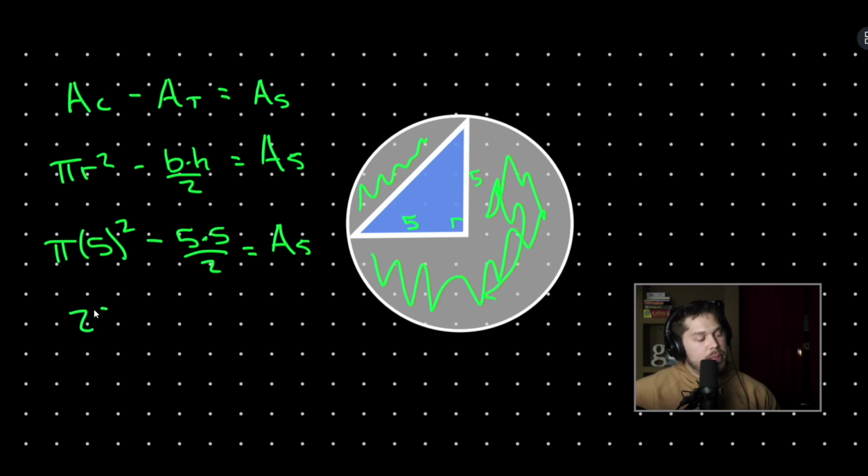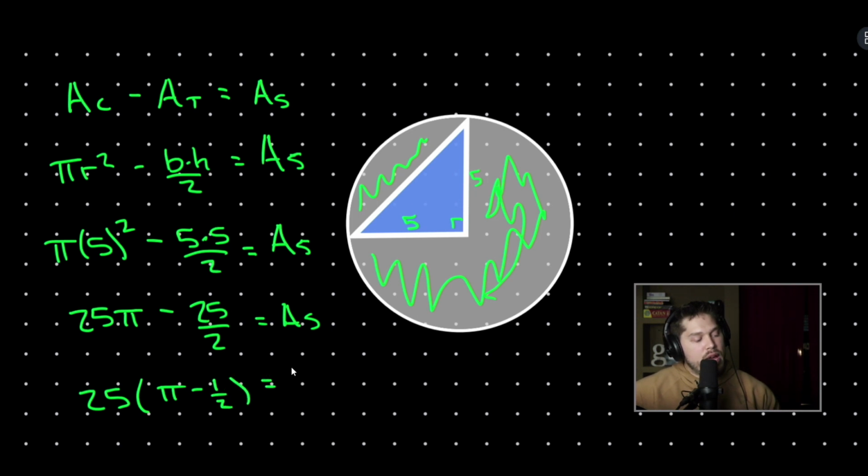So we have 25 pi minus 25 over 2 equals the area of our shaded region. We could, of course, factor out a 25 and write it something like this: 25 times (pi minus 1/2) is equal to the area of our shaded region. And of course, we could plug this into a calculator to get a number value instead of this set of equations. But we'll leave it as this.